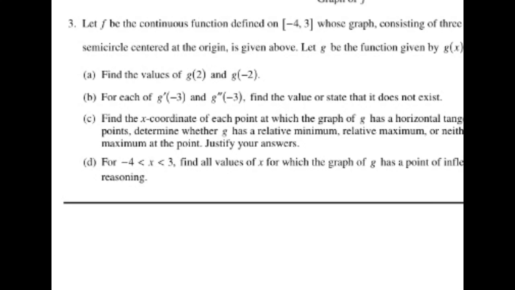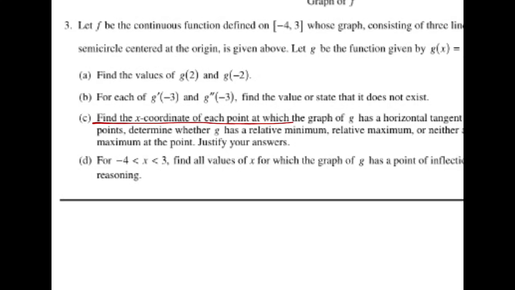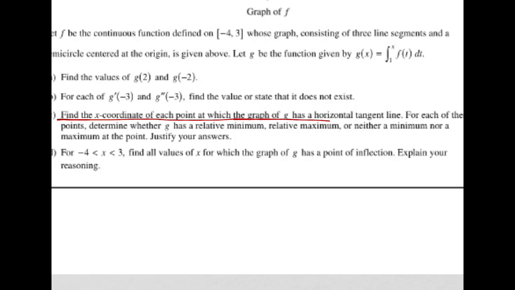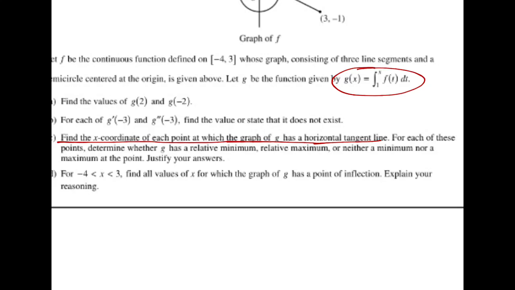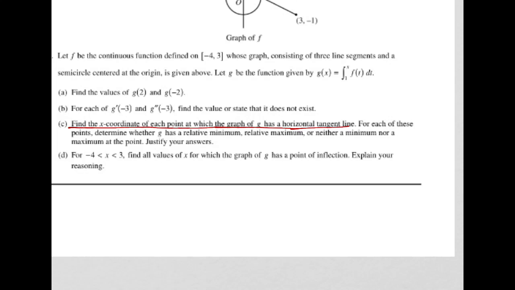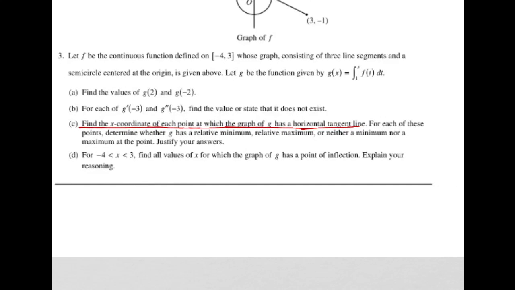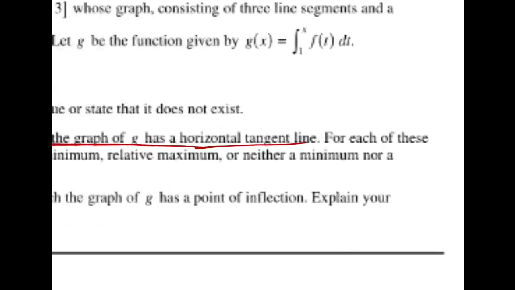For part C, it says find the x-coordinate of each point at which the graph of G has a horizontal tangent line. What's G again? Oh, G is this little thing here. I'm not even going to read the rest of it. I just want to do what it says for that first sentence. It's probably good to read it. For each of these points, determine... Oh, it's just extra instructions. So we'll just look at the first part. Find the x-coordinate of each point at which the graph of G has a horizontal tangent line.